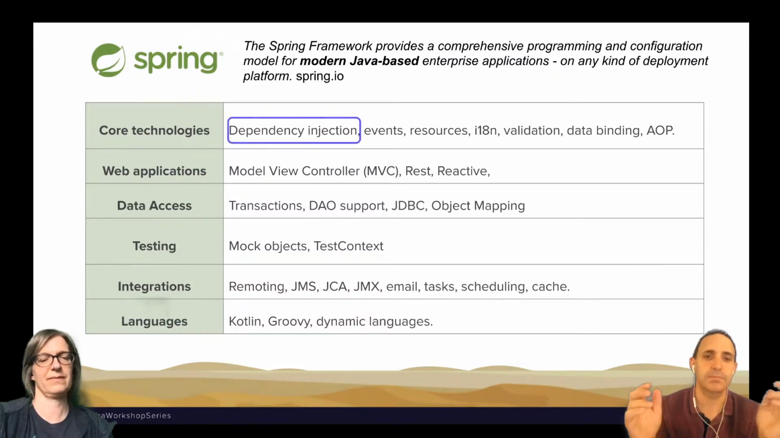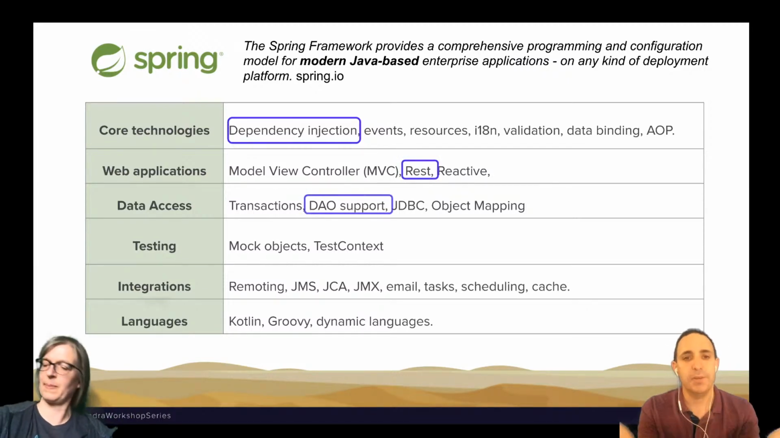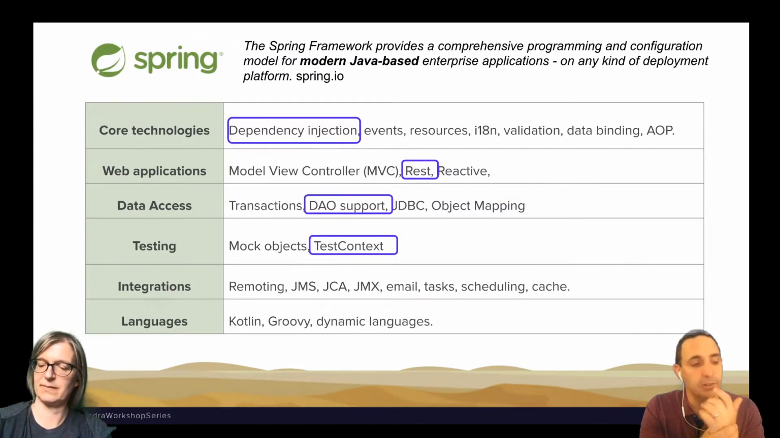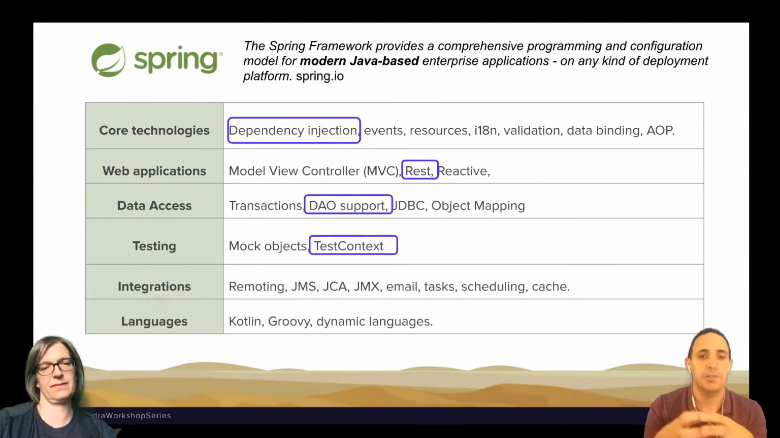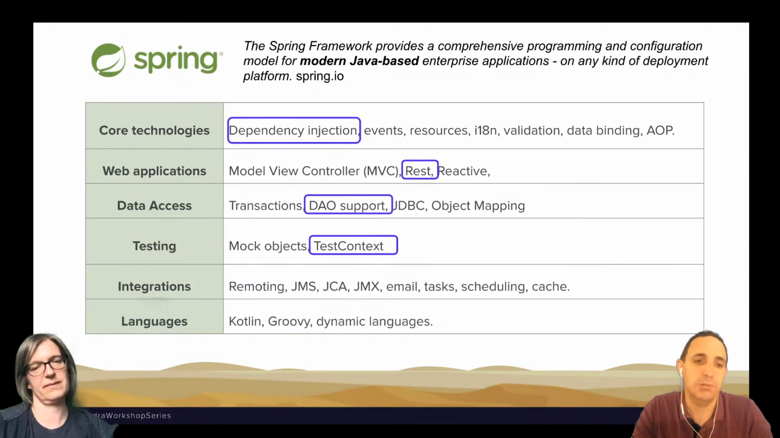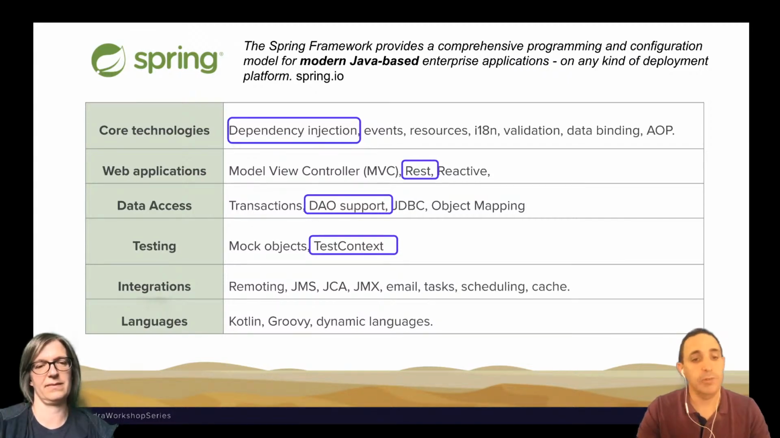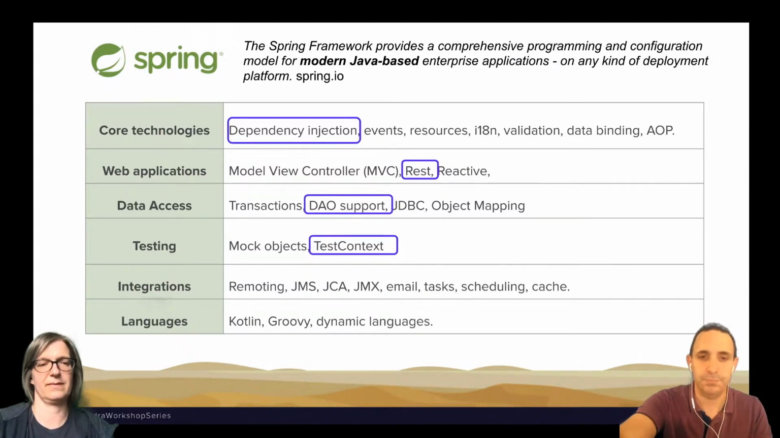So for today, of course, we need dependency injection. We will create a REST API. We use the DAO support to connect to the database, which is Cassandra. We will do a test, so we will show how to run a unit test with Spring. And we will use Java, okay? Quite a back-to-basics sample. It's the first workshop on Spring.